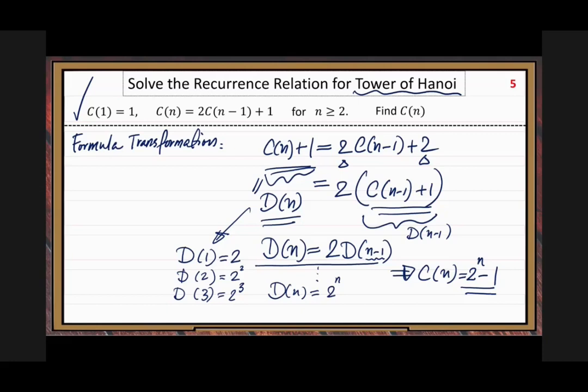So where n equals 10, how many disk moves do you need to make to solve the 10 disk Tower of Hanoi problem? 2 to the 10 minus 1, that is 1023. That many disk moves.